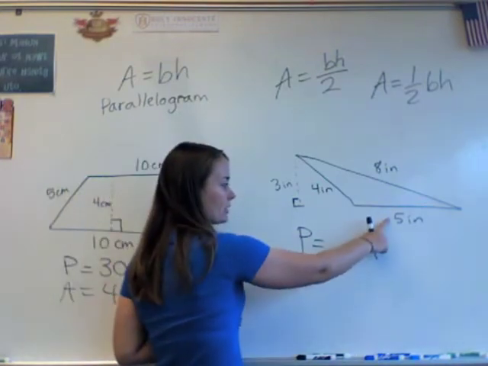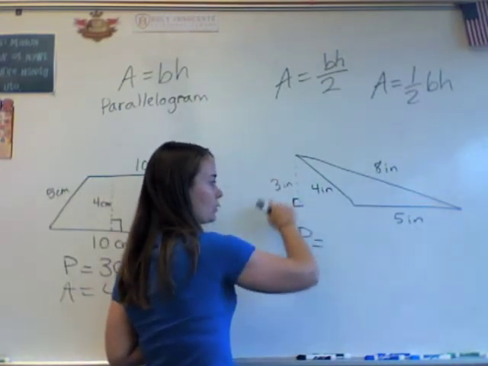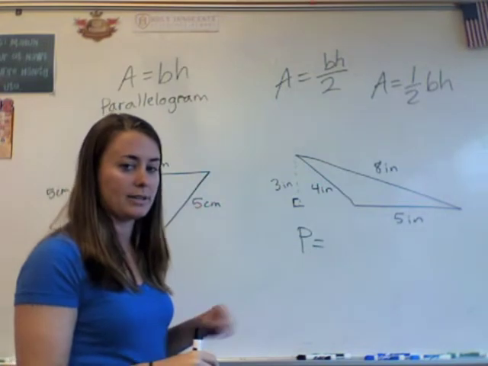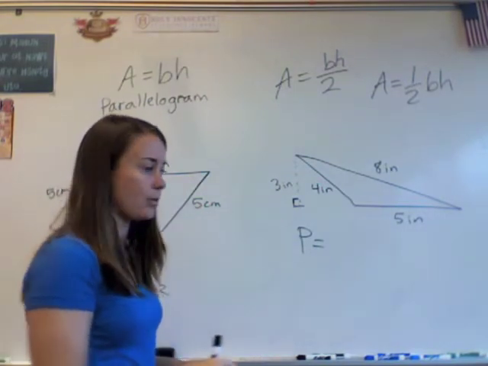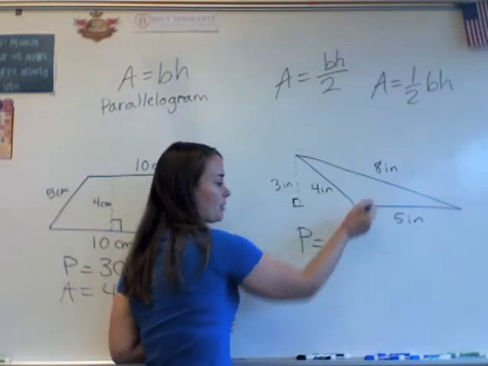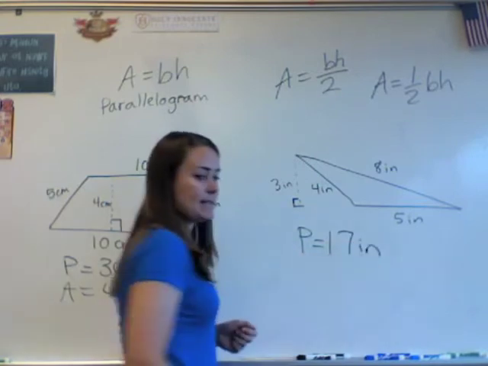We got the 5 inches, 4 inches, and the 8 inches. This 3 inches is not one of the sides of the triangle. It's actually there to help us out with the area, so we don't need it right now. So it's our 5 plus our 4 plus our 8, which is 17 inches.